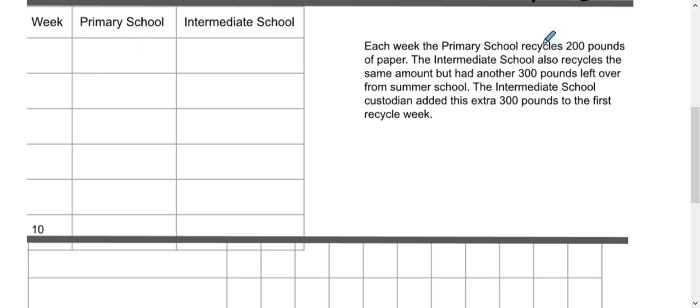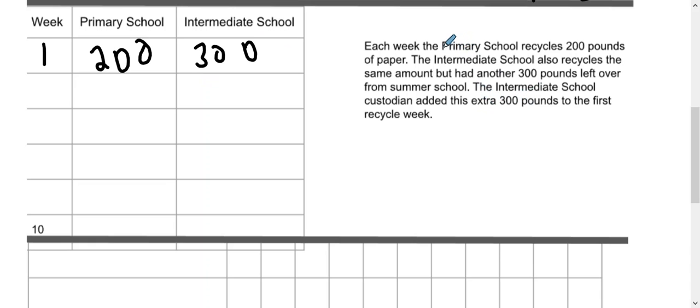So each week, the primary school recycles 200 pounds of paper. So the primary on the first week is going to be 200. And then the intermediate says they do 300. So 300 right here. And then it says that the intermediate custodian adds 300 extra pounds to recycling every week. That's a lot of extra pounds.